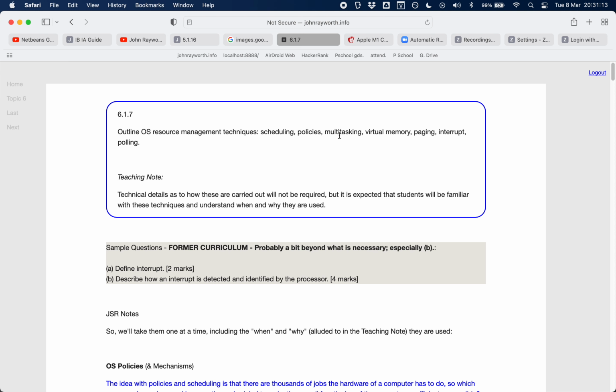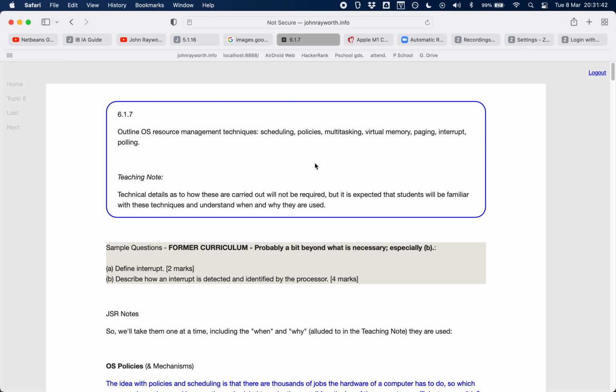the assessment statement itself. So really importantly, scheduling and policies go together. Multitasking stands on its own. Virtual memory and paging go together. You can get this much from watching the video, you know, you're halfway there. And then interrupts and polling also go together. There are reasons why, as you're about to hear and see, without me scrolling down too much.